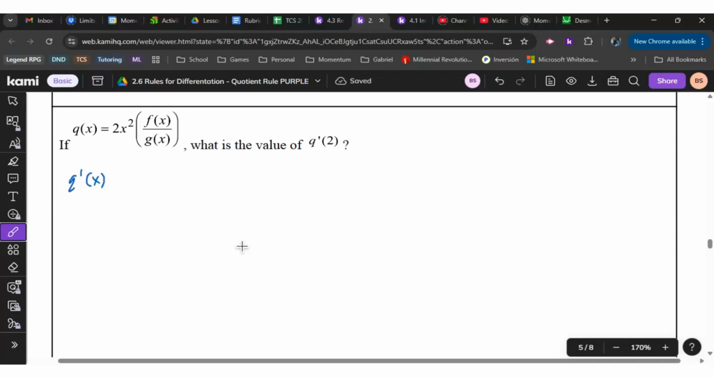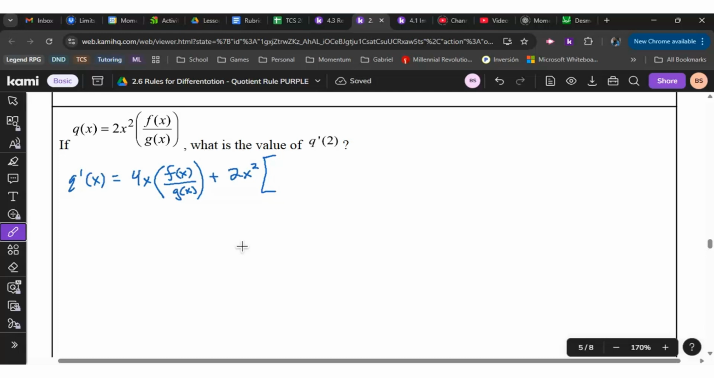So for product rule, we take the derivative of the first term. That's going to be 4x. We multiply it by the second term. Okay? Then we add the first term times the derivative of the second. This is where I'm going to put a big set of brackets because now I need to do a quotient rule, because the derivative of a division statement is quotient rule.